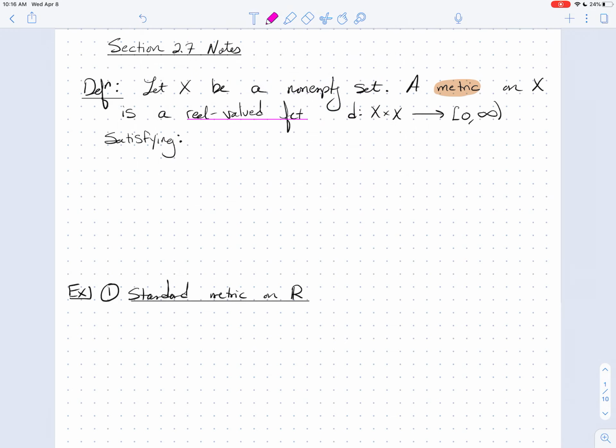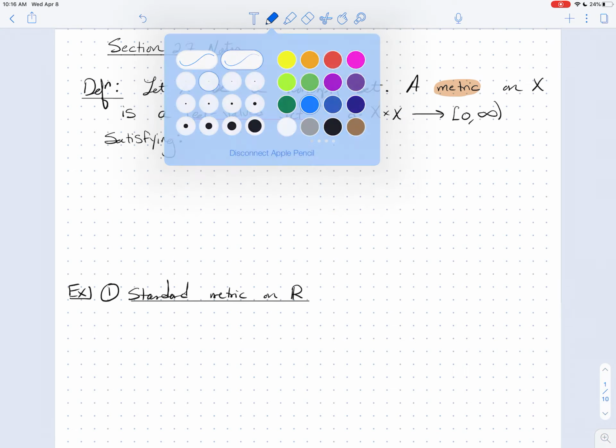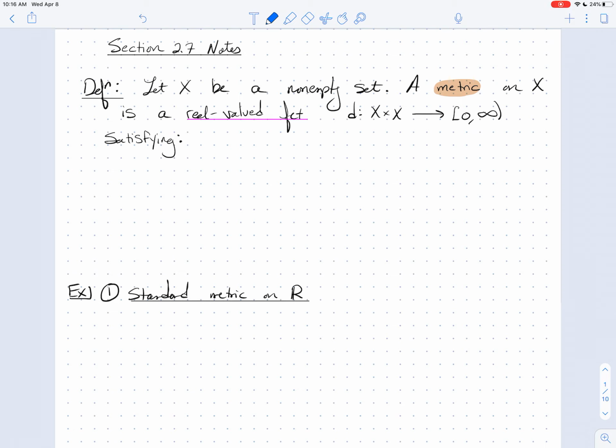What does that mean? Well, it's a function that takes an ordered pair from your set and maps it to the non-negative real numbers. Let's make this clear. X cross X, what does that mean? Maybe your set X is the set A, B, C. So you can plug in pairs from the set. You could, for example, talk about D of AB, or D of CB, and so on and so forth.